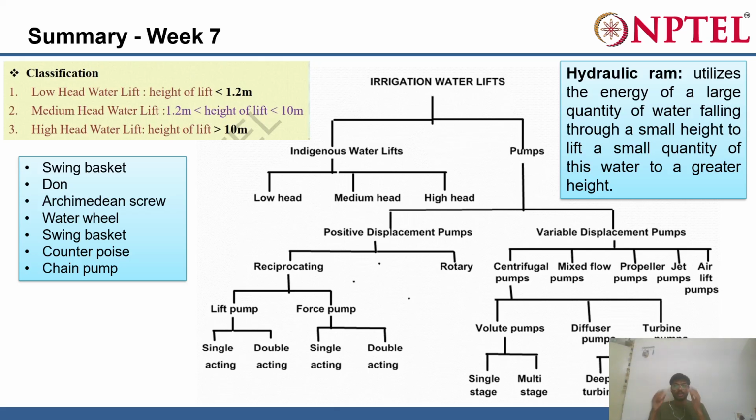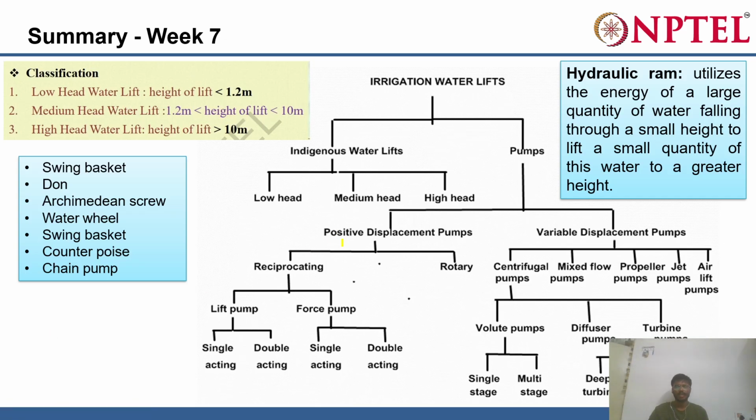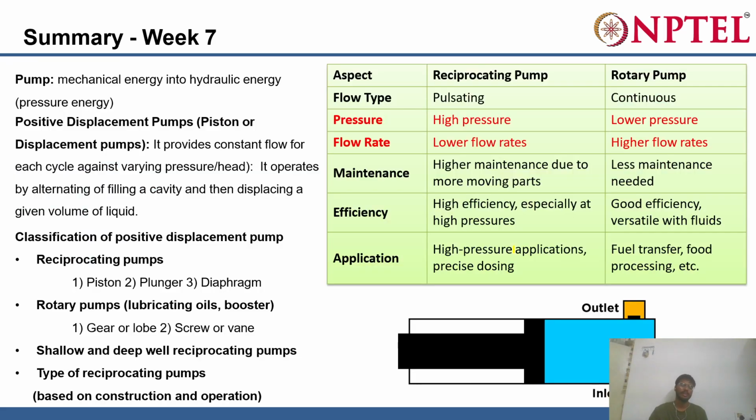While in variable displacement pumps, you have a different kind of pump where the head and discharge have an inverse relationship. Here the head discharge relationship is constant, whereas here you have an inverse relationship. Okay, and there are different kinds of pumps, but among variable displacement pumps, the centrifugal pump is the most common and widely used pump in the irrigation sector.